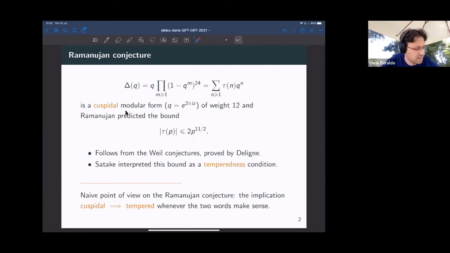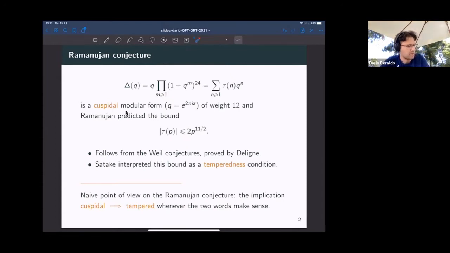It is in fact a very deep bound, and it was proved some fifty-plus years later as a consequence of the Weil conjectures, which were proved by Deligne, in particular the Riemann hypothesis part of the Weil conjectures. These advanced techniques will not matter for us in this talk. What matters is an interpretation of this bound provided by Satake in the sixties, which interprets this bound as a temperedness condition.